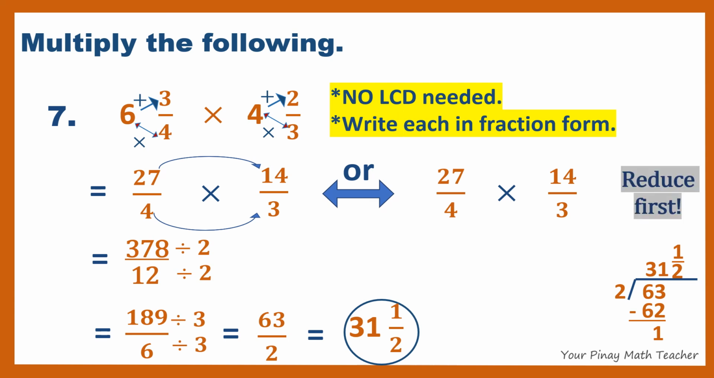So here, we reduce first 4 and 14, we get 2 and 7. And then 27 and 3 by 3, we get 9 and 1. So 9 times 7, we get 63 over the product of the denominator, 2. Now, changing 63 halves, we will get the same answer as 31 and 1/2.